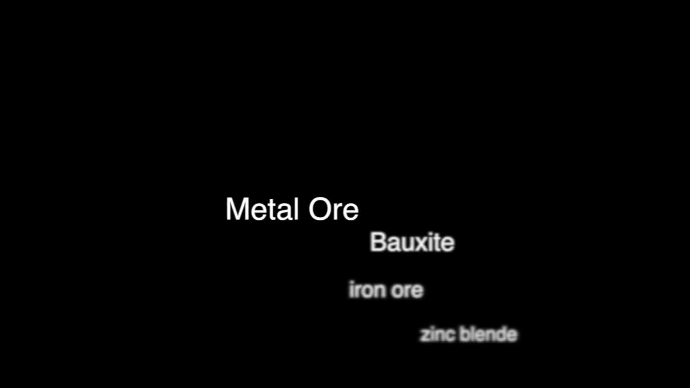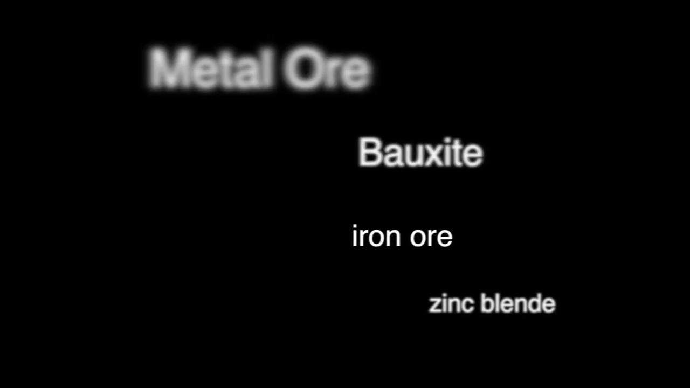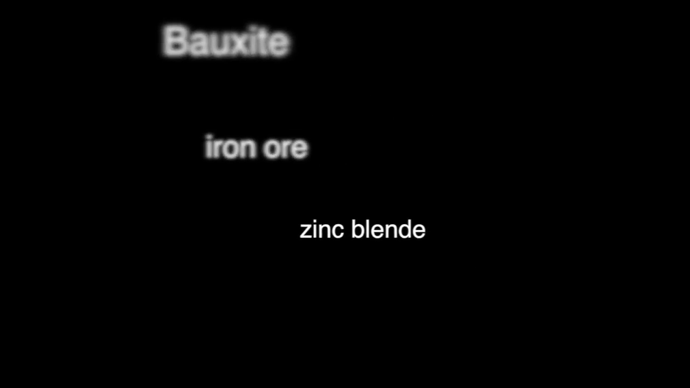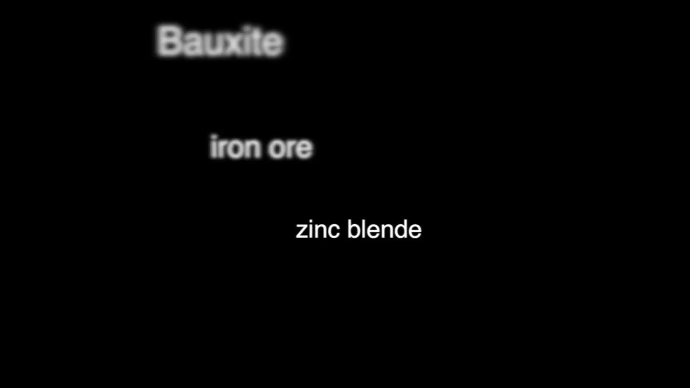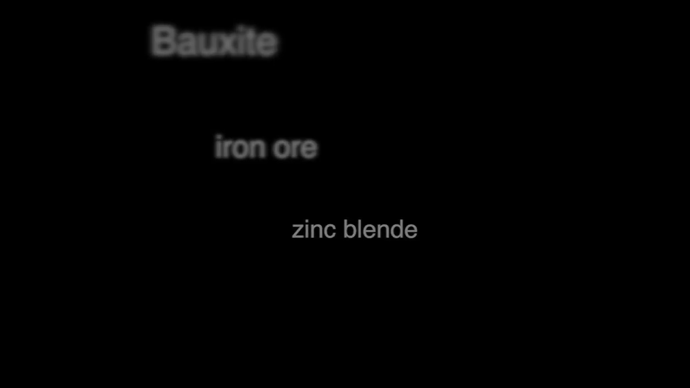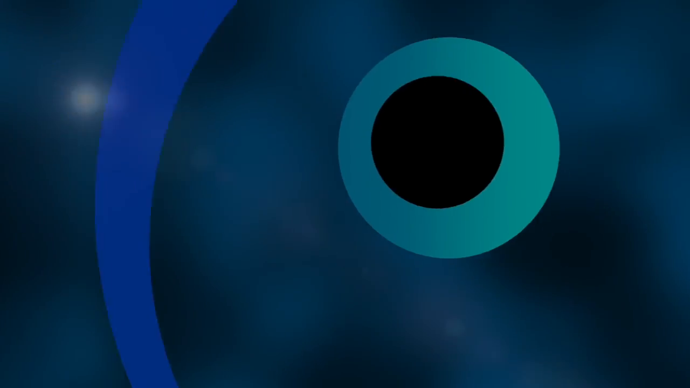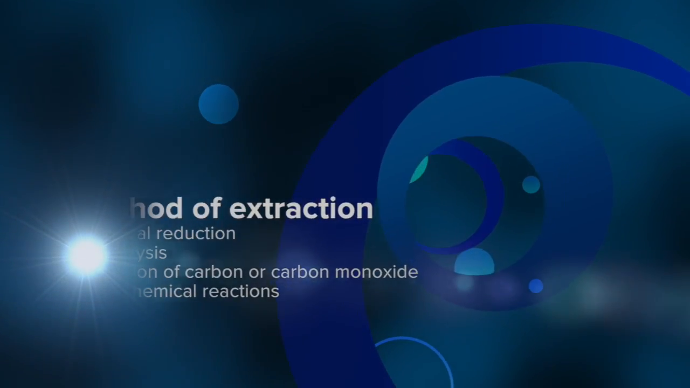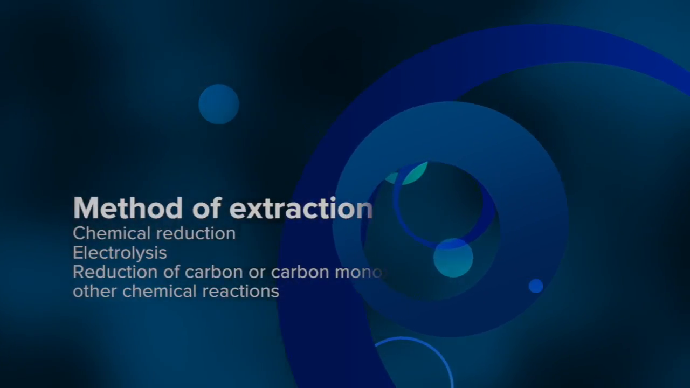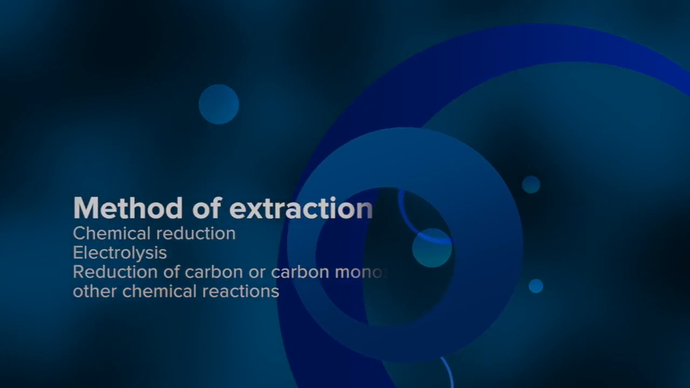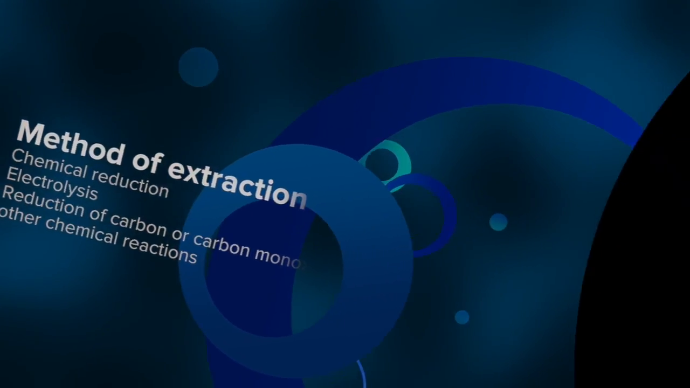But just to be sure, let's make an overall review of everything that we learned today. Metal ore is a rock containing a metal in a high concentration to make it economic to extract that metal. Aluminium ore is called bauxite, iron ore is haematite, and zinc ore is called blende. There are many methods where we can extract metals. One is electrolysis, that is used for aluminium. Chemical reduction and reduction by carbon or carbon monoxide are also useful ways of extraction.